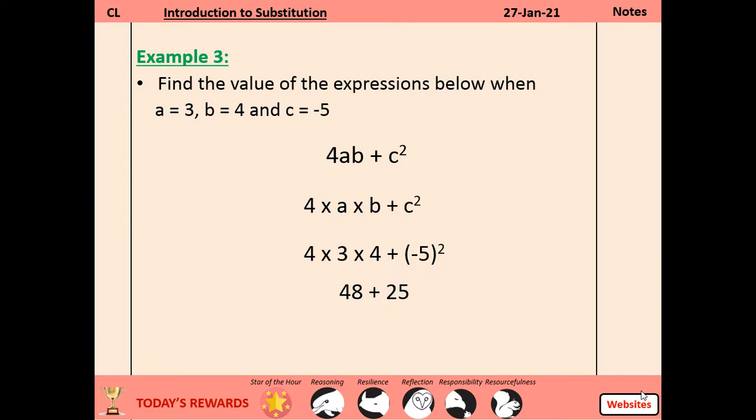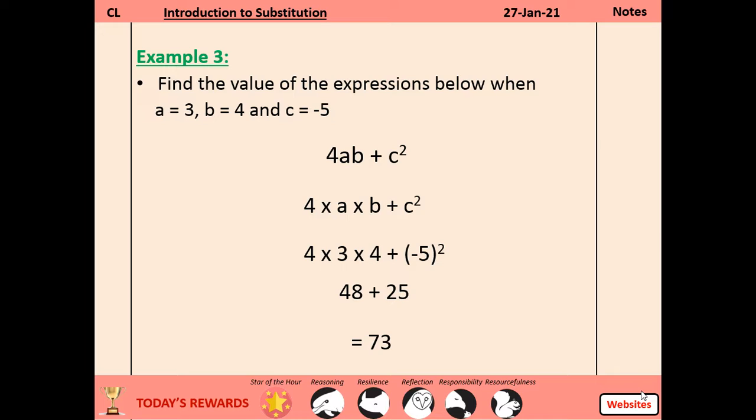Minus 5 squared. Well, minus 5 squared means minus 5 times minus 5. Well, 5 times 5 is 25, right? Minus 5 times minus 5, what would that give me? It would give me positive 25 as well. Okay, so that answer will be 48 plus 25, which gives me 73 as my final answer.